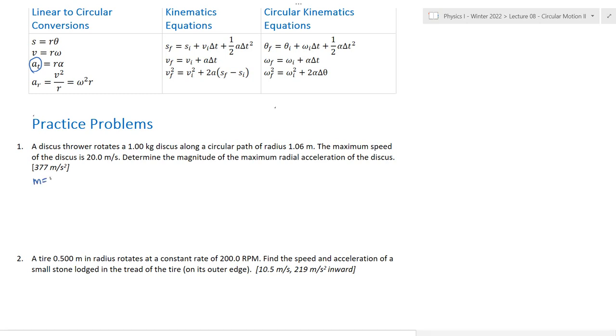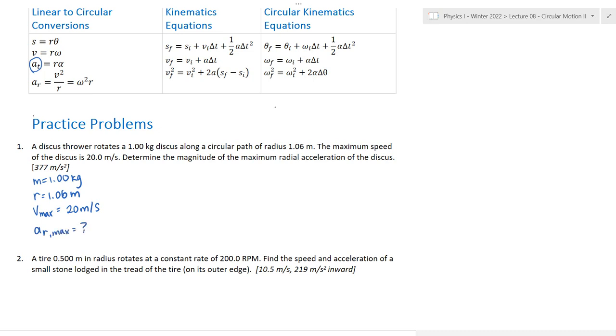I'm just going to write down everything that we know. The radius of the circular path is 1.06 meters. The maximum speed of the discus, so this is V, I'll write max, is 20. It's in meters per second, so that's why I'm writing V. It's not an angular velocity, it's a linear velocity. Determine the magnitude of the maximum radial acceleration of the discus. So I'm looking for the acceleration, radial, and the maximum.